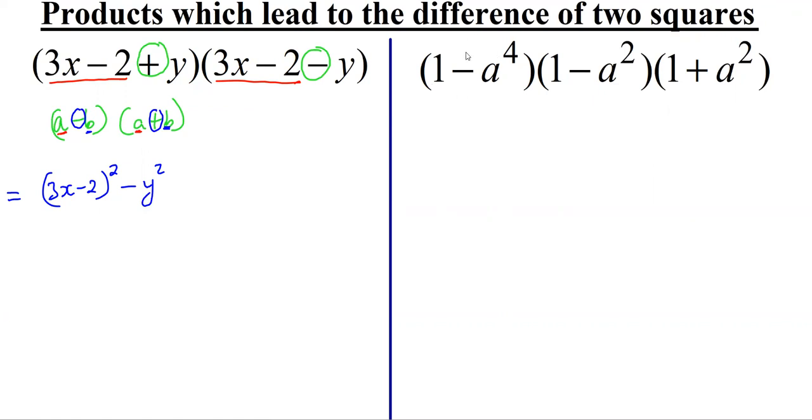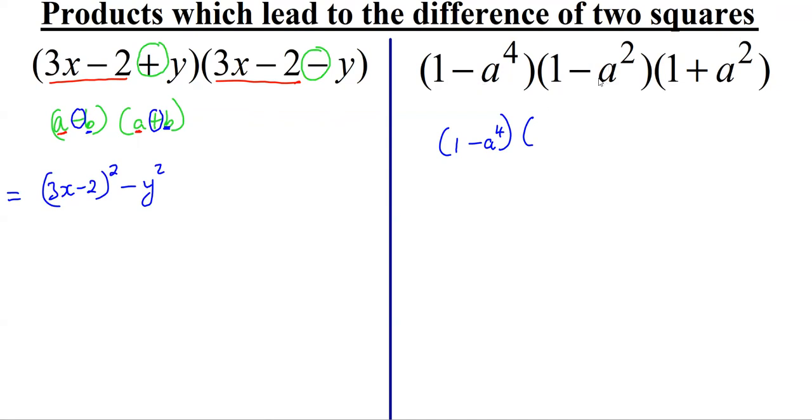If we look at this one, we can rewrite it as it is: 1 minus a to the power of 4. We can expand and factorize it, but we can just leave it like that, because we know that it's already a difference of two squares. We can expand it to this. So what do we do in this case?